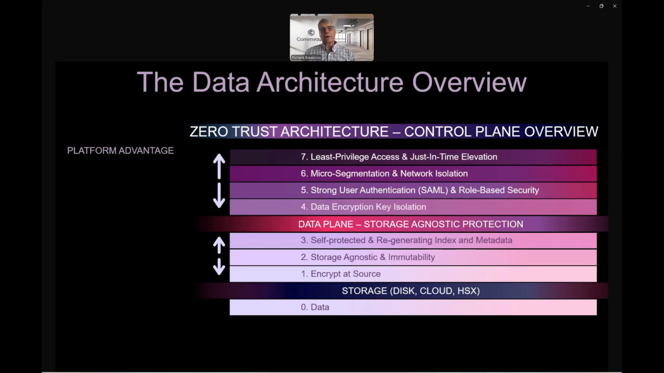They started with the concept: let's separate the storage plane from the data plane from the control plane. What this allows you to do is logically segment and isolate issues as they occur. It allows you to introduce role-based access control at each level as needed. It allows you to create critical indexing and metadata to evaluate access based on who's trying to access. It enforces least privilege access and just-in-time elevation.